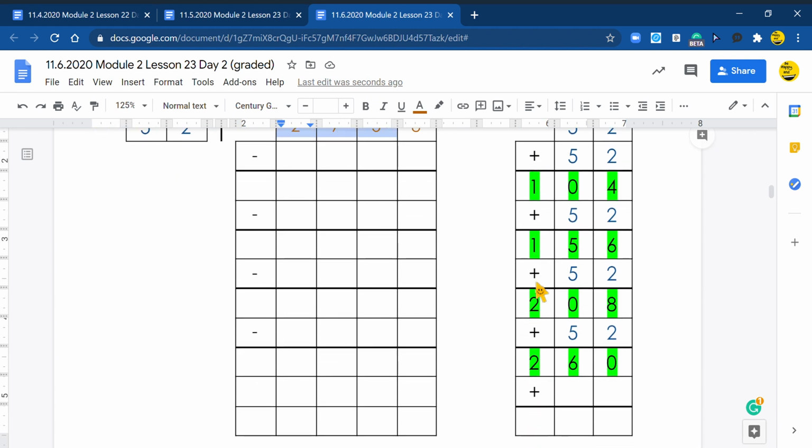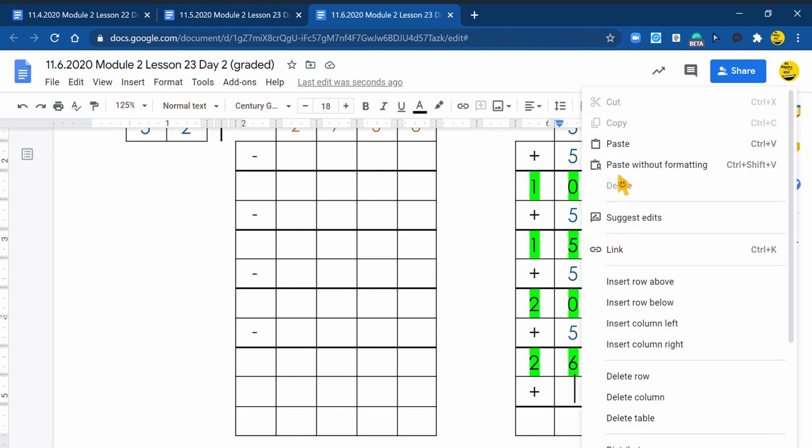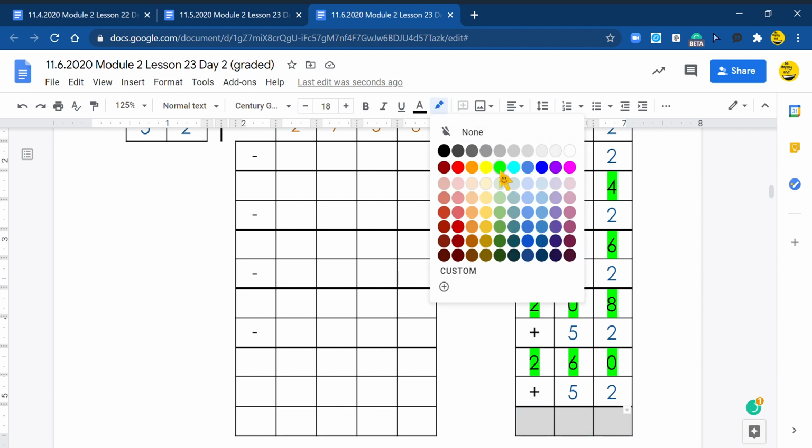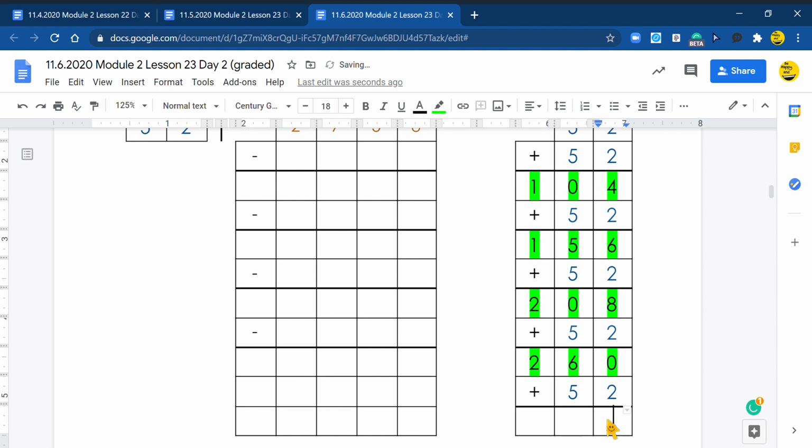Now I'm going to scroll down and I see, oh, I have 260. So I'm going to quick copy and paste my 52 and quick add it up to make sure it goes over the answer I need, because I always need to double check. So now I do 2 plus 0, 6 plus 5, which is 11, carry your 1, 2 plus 1 is 3. So it is correct.